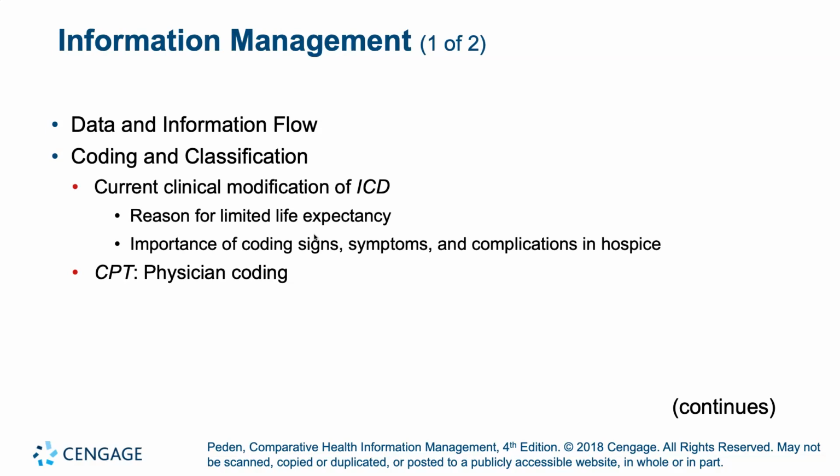So how is information management involved? Well, we're talking data and information flow. Coding and classifications. You're using ICD-10-CM for diagnoses. And then obviously any procedures are all CPT or physician services, their visits, their E&M codes are all CPT. You need to make sure when you're coding that the reason for the limited life expectancy is coded, whatever diagnosis that is. And then because this is a non-inpatient setting, you want to be coding signs, symptoms, and complications.